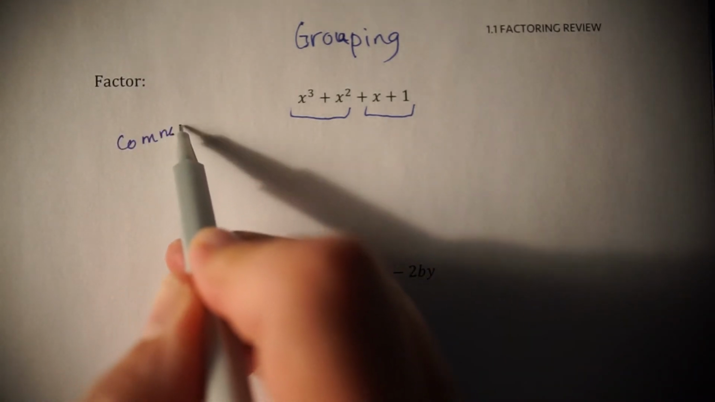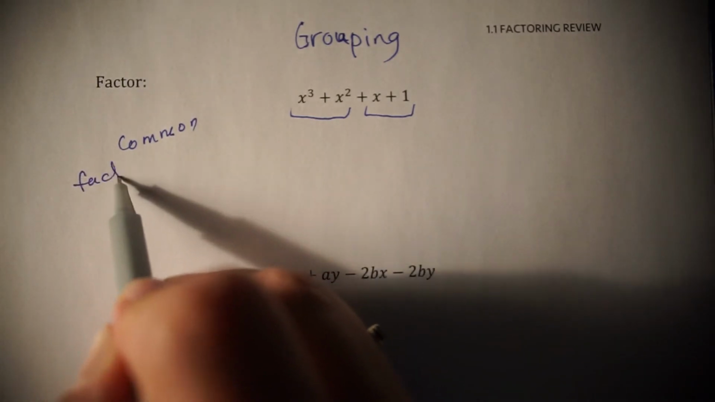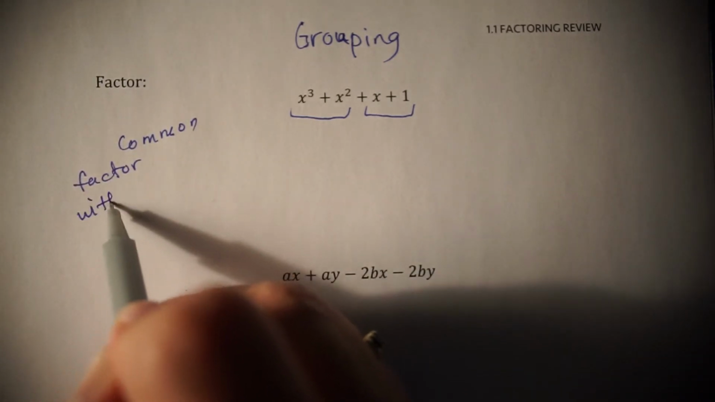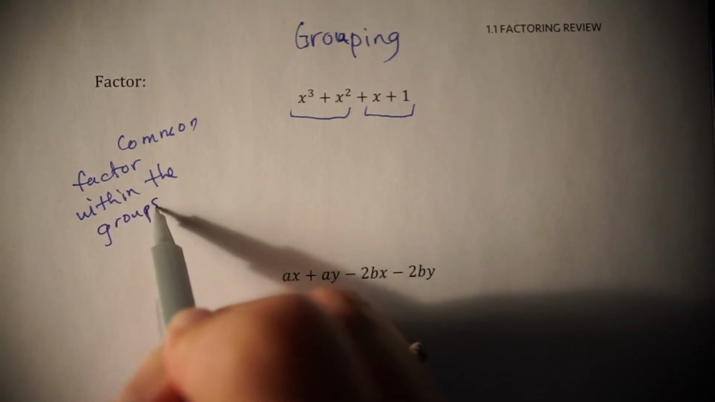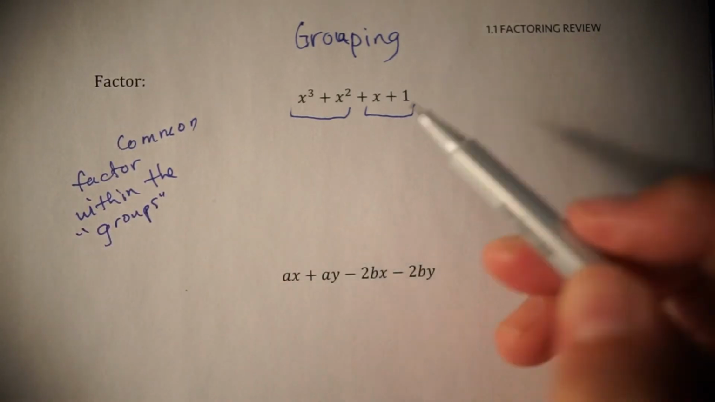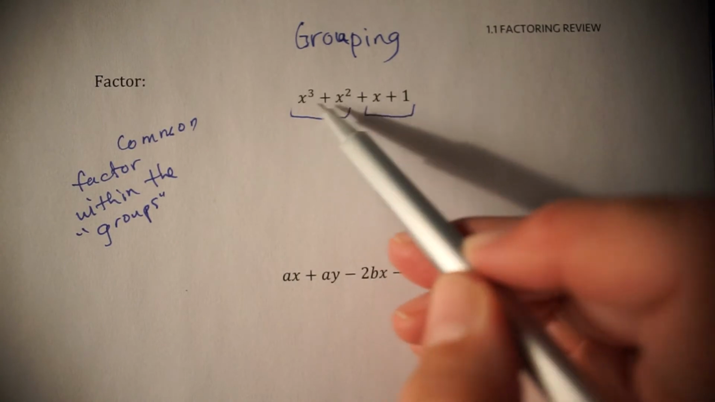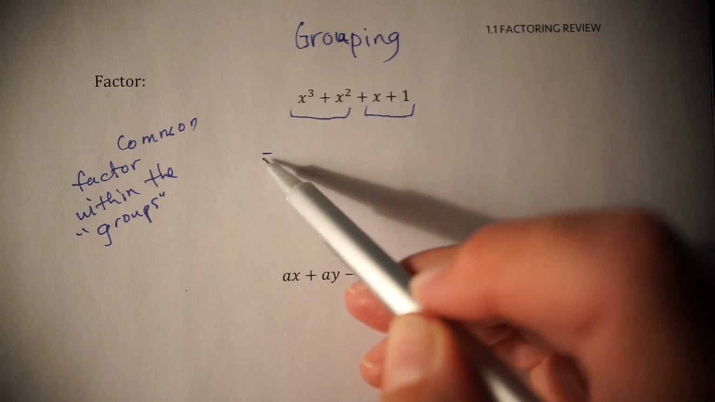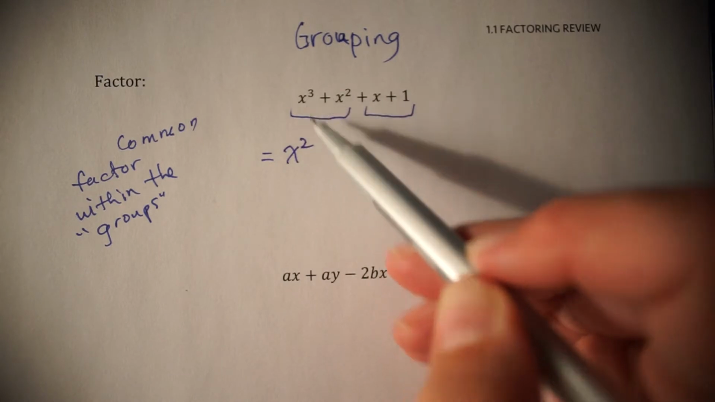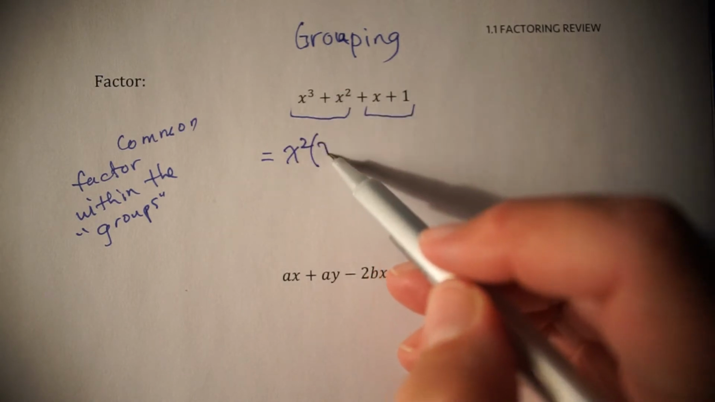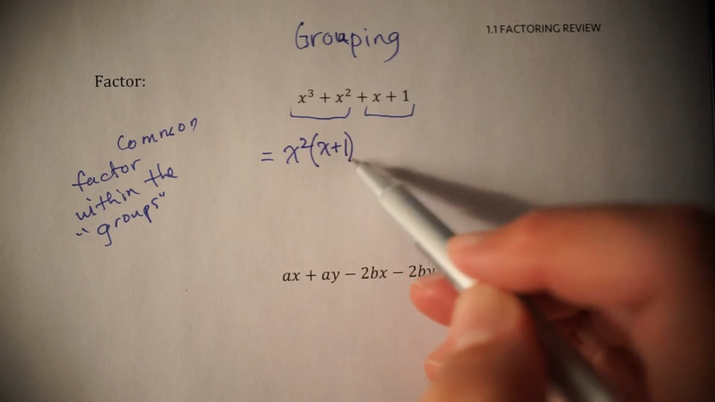Common factor within the little groups that I made there. Okay, so when I look here, when I just use these two together, I have a common factor, and I got to put my equal sign there. X squared will divide into both of those and give me x plus 1.